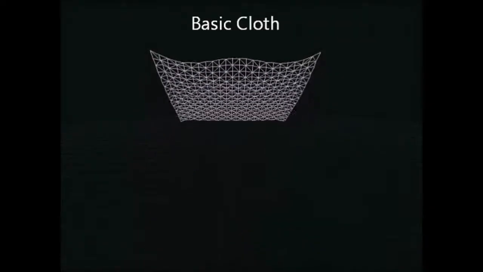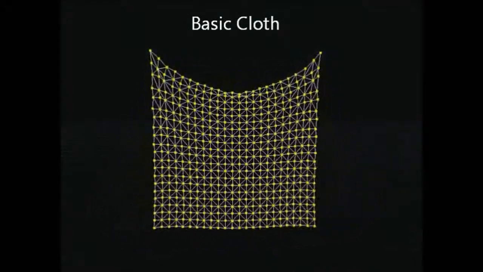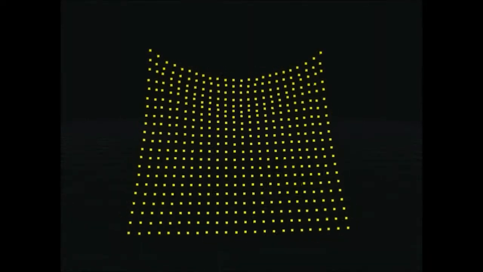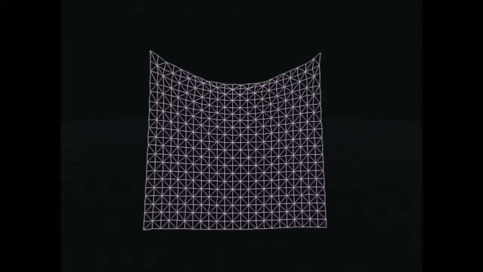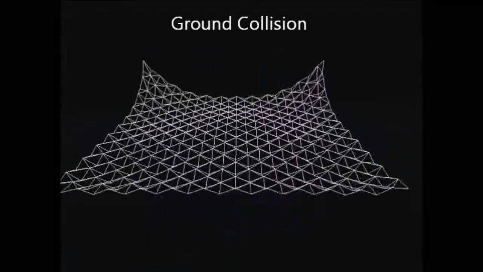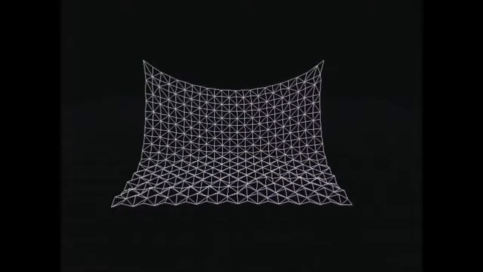Here are a few current results from our implementation. This shows a basic cloth which also displays vertices, edges, and faces of the cloth. It also shows the cloth material. The camera can be moved around to get a better sense of what's happening in the scene. This is collision with the ground simulated for the cloth.